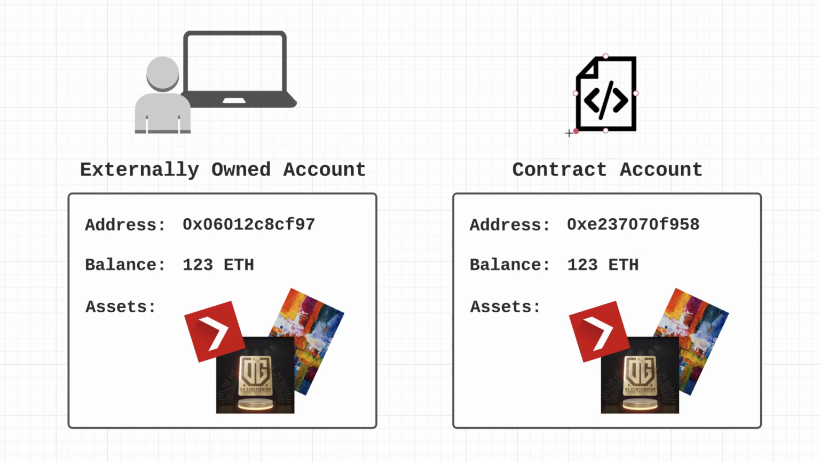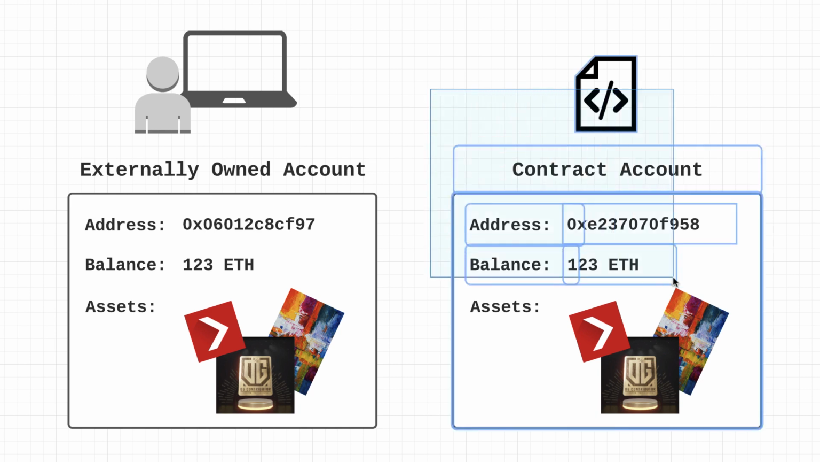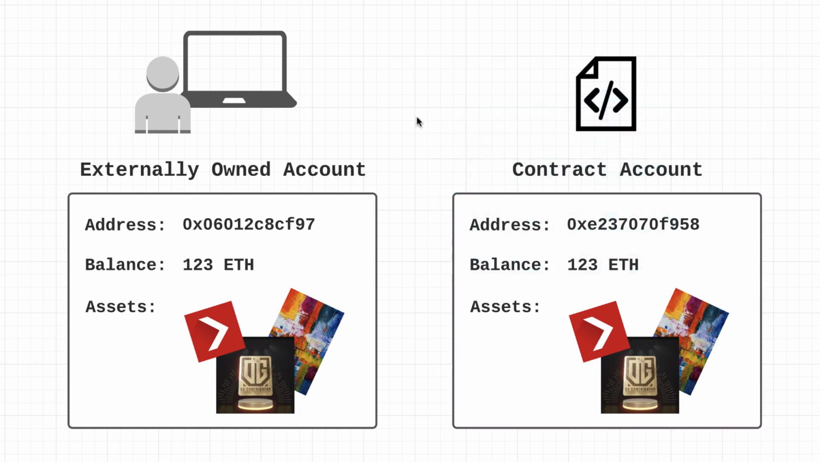And the other one, as we can see over here, are contract accounts. These accounts are controlled by smart contracts, and they don't require the use of any private key at all. The reason for that is that everything about this account is really just controlled by code. So no need for a private key or public key or any of that.